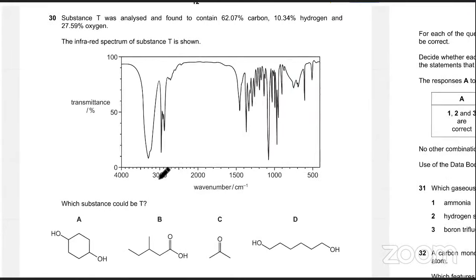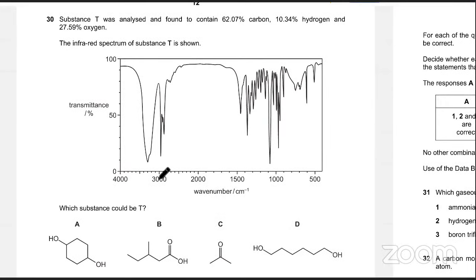Now, next one. That's about infrared. Remember, by just looking at the absorption peaks, you can figure out which bonds are vibrating and absorbing infrared frequencies. In this case, he's saying that substance T was analyzed and found to contain 62%, 10.34% hydrogen. Can somebody tell me what the empirical formula is? This divided by 12, this divided by 1, and this divided by 16. What do we get?